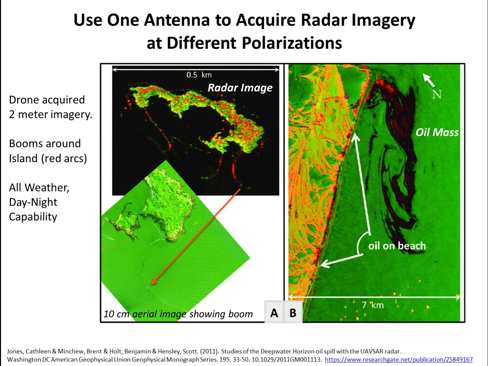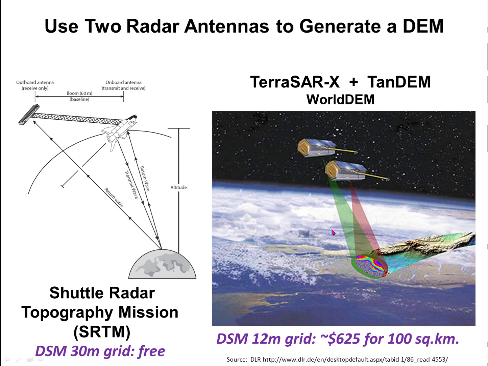You can also use one antenna and collect the radar at different polarizations, like if you take your polarized glasses and rotate them, or if you have a camera lens that's got polarized, you can see how that changes the incoming light. And so here we've got a drone flying over an island. This is just to demonstrate the drone can see this boom that shows up in a high resolution aerial image. And on the right side it's doing a great job of picking up the oil and also oil on the beach.